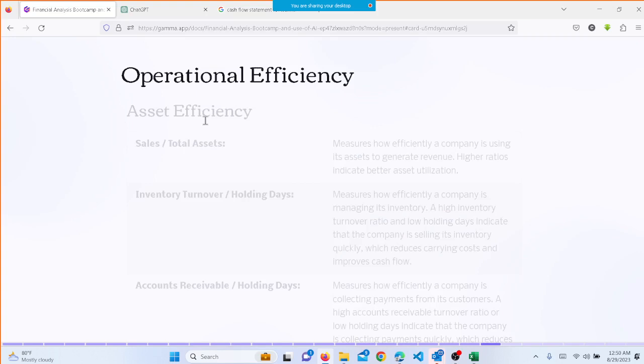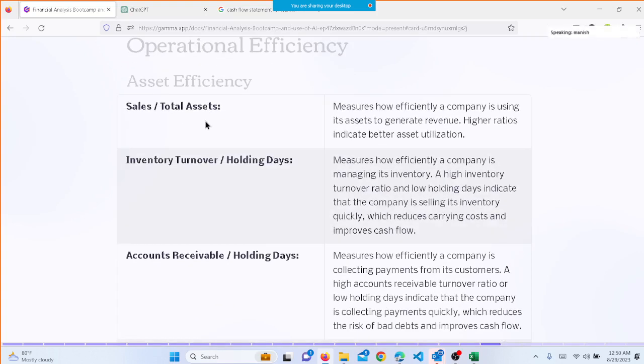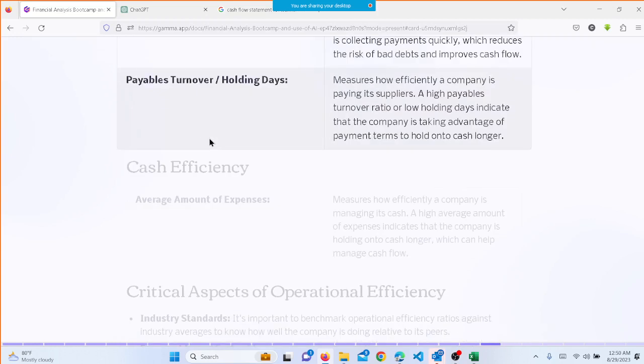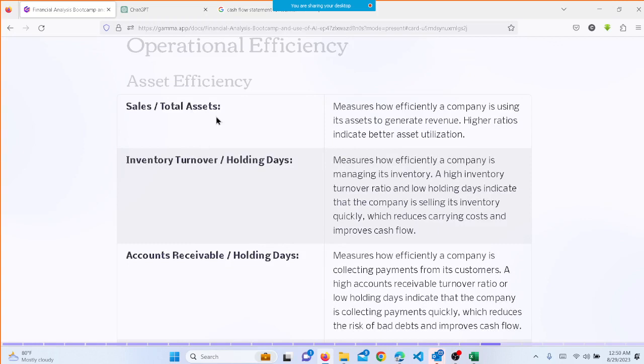So operational efficiency, as we have already calculated in the past, there are a few key ratios that we can use for operating efficiency. Sales turnover ratios, inventory turnover ratio. I have explained, inventory turnover ratio usually tells us how fast we are able to sell our inventory. So the lower the number is better. In any case, account receivable tells us how many days it takes to collect from the customer.